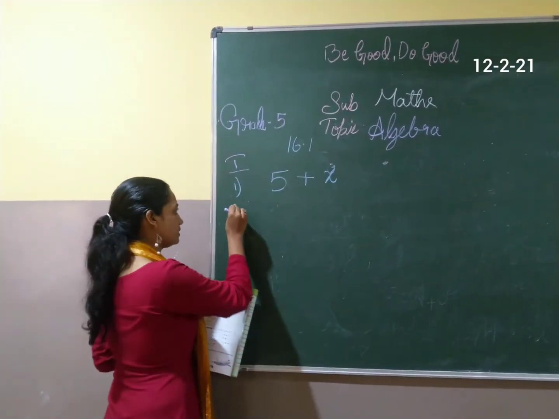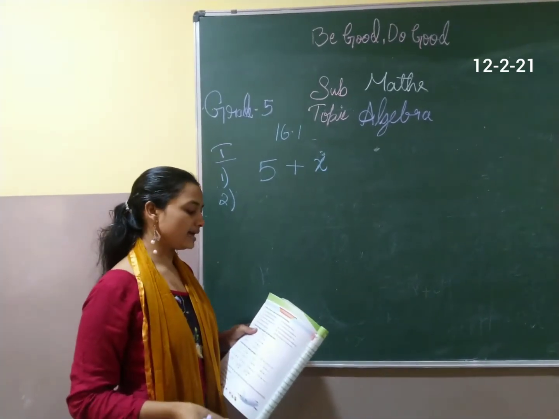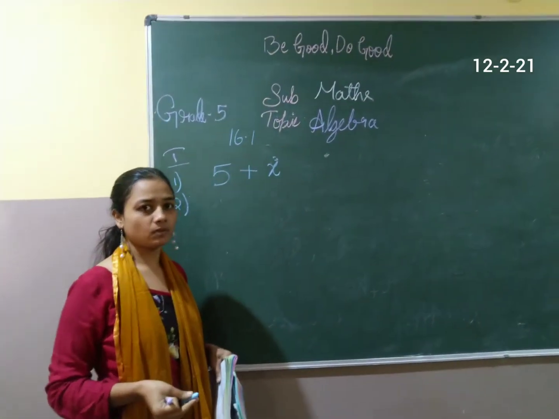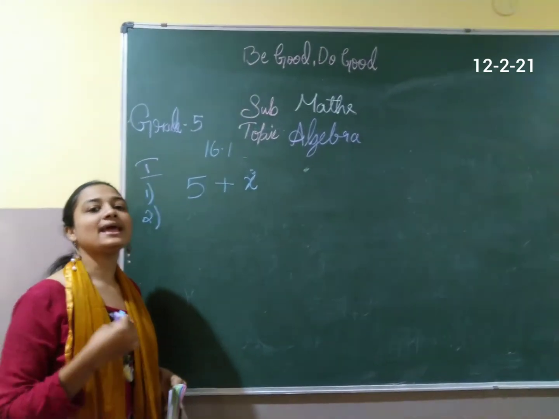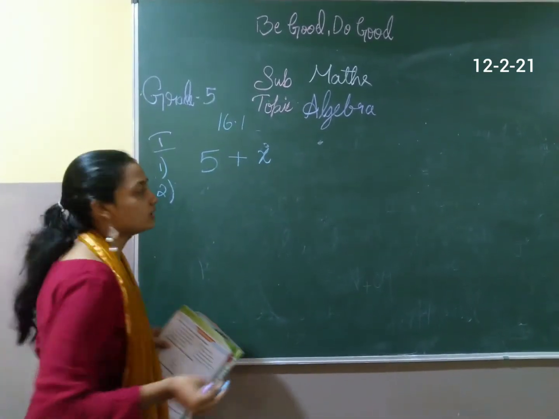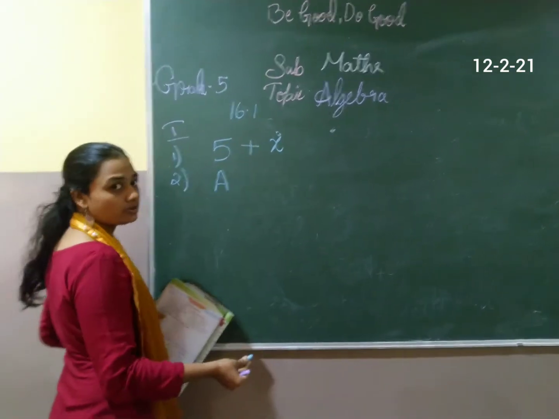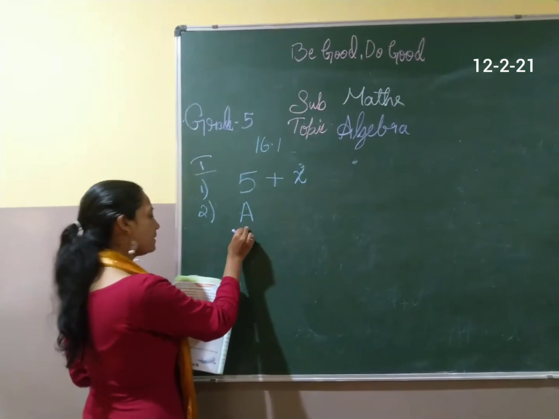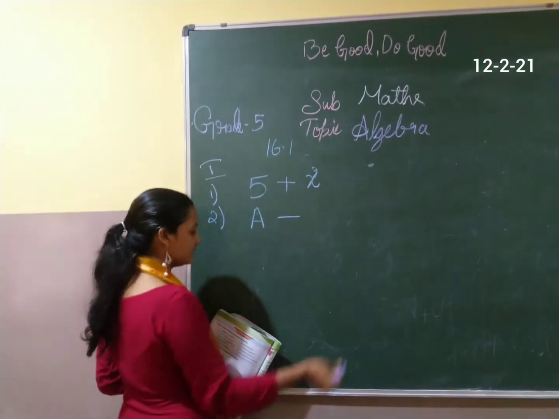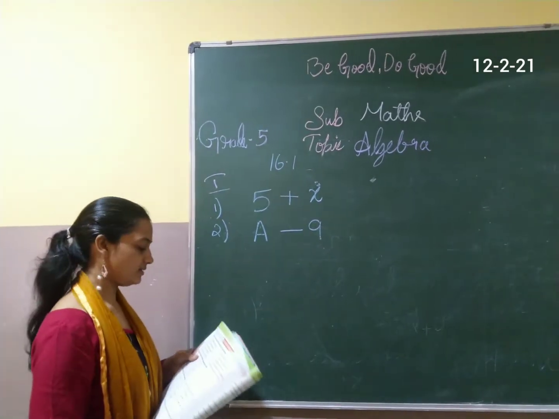So let us try one more, second one. A number decreased by 9. They have given a number, but they have not given that number. So you can take any variable you like. Variable means any English alphabet. So let us take A or B, anything you like. So a number, I write it as A. Decrease means minus by 9. So A minus 9.